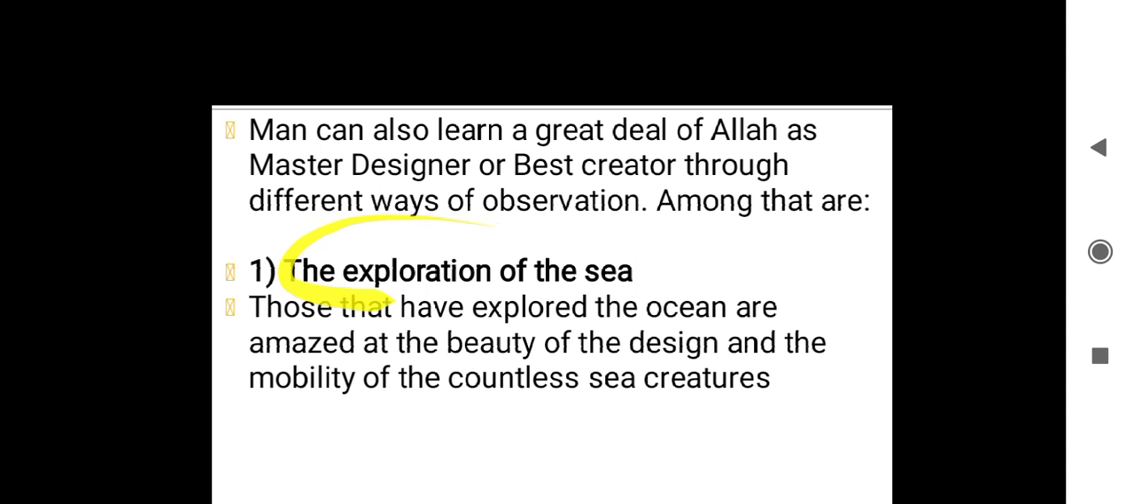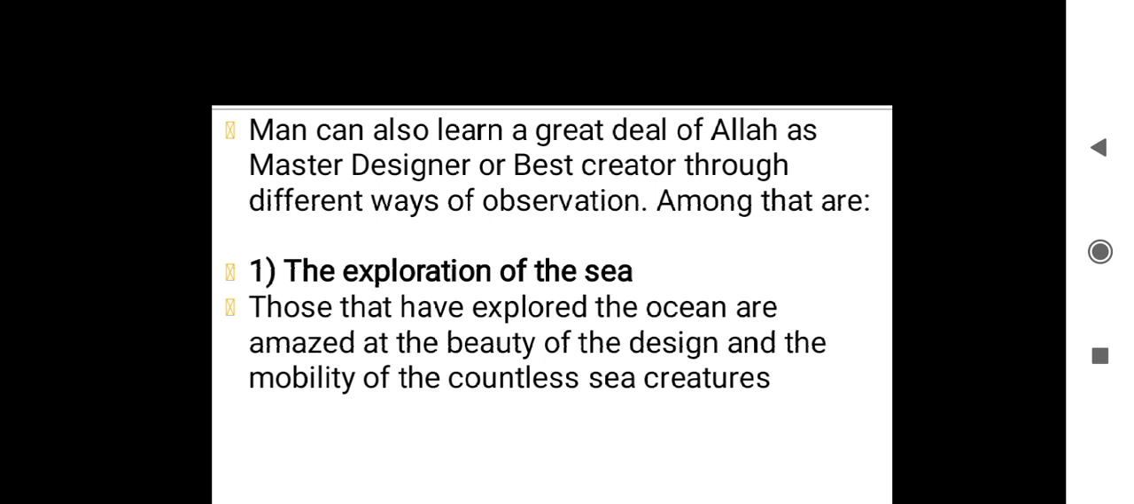Do or make an exploration. Those that have explored the ocean are amazed at the beauty of the design and the mobility of the countless sea creatures. So how do you want to know that the ocean or the sea is amazing? You wouldn't know unless you make a study, you make an observation, you go and dive under the sea, you see the beauty of the creation.